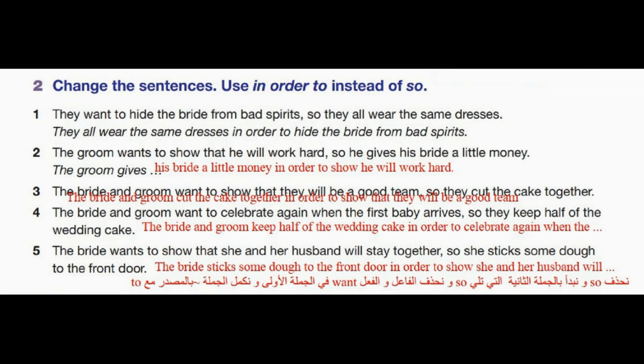3. The bride and groom want to show that they will be a good team, so they cut the cake together. The bride and groom cut the cake together in order to show that they will be a good team. 4. The bride and groom want to celebrate again when the first baby arrives, so they keep half of the wedding cake. The bride and groom keep half of the wedding cake in order to celebrate again when the first baby arrives. 5. The bride wants to show that she and her husband will stay together, so she sticks some dough to the front door. The bride sticks some dough to the front door in order to show she and her husband will stay together.